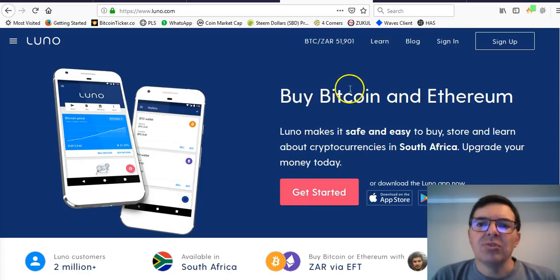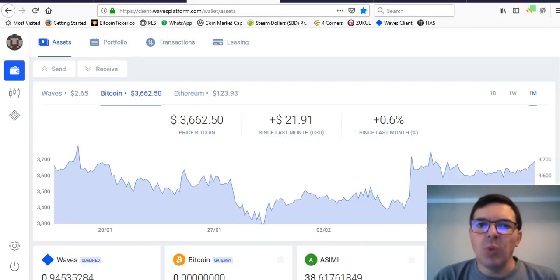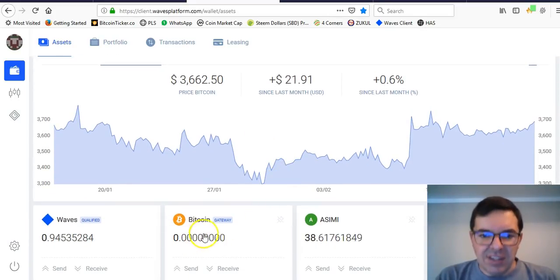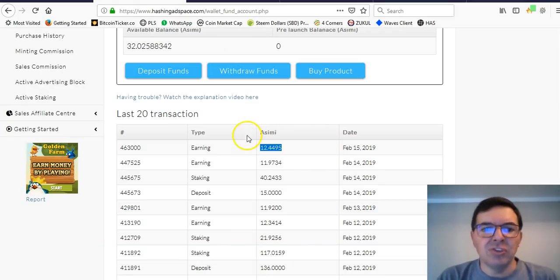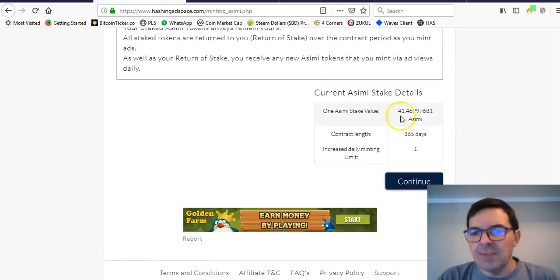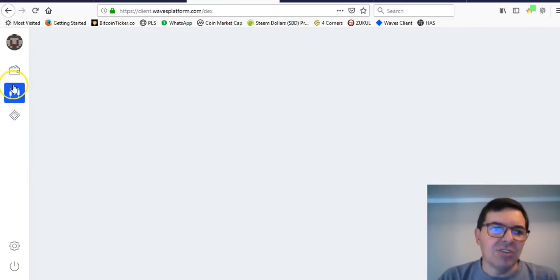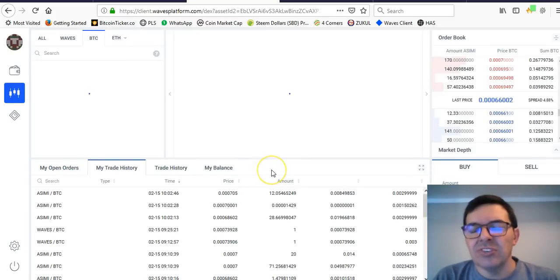I use Luno to change my rands into Bitcoin, and then from here I move my Bitcoin to the Waves exchange, and then in here I exchange my Bitcoin for Asimi. And then what I did was I took my Asimi and transferred it to Hashing Ad Space, and then I bought stakes. At the moment an Asimi stake is 41 Asimi. And then in the Waves platform, if you go to the exchange, you can see one Asimi is about $2.4. So one stake is about $100.